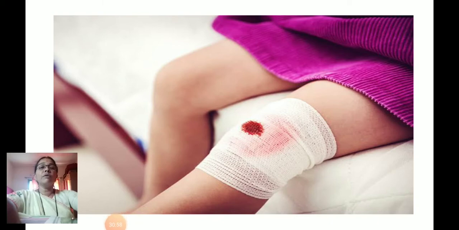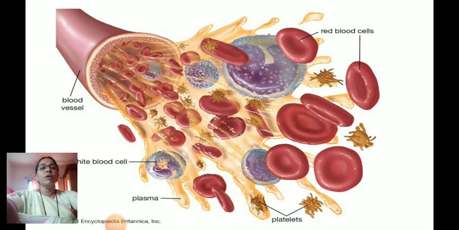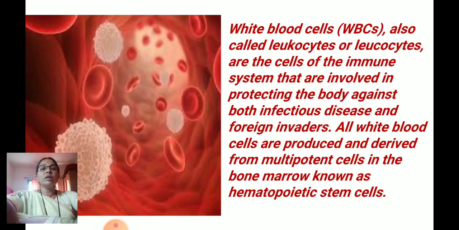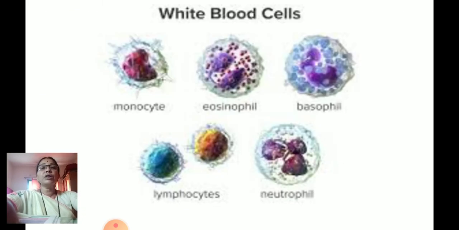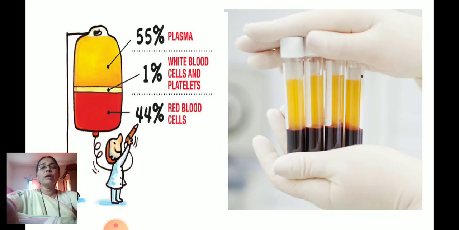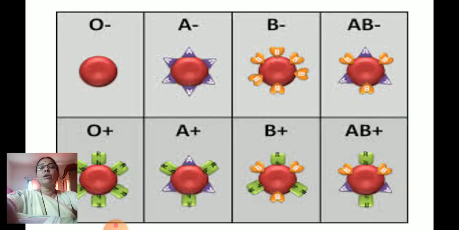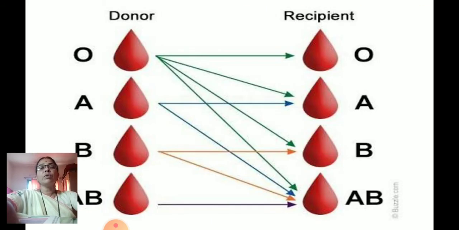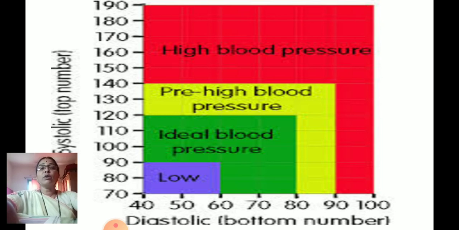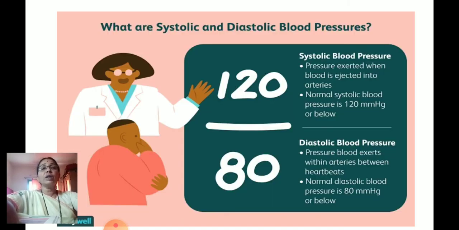So we have studied till now all the types of blood as well as the blood tissues. You can recall all these things. Read your lesson carefully. We have studied about blood donation also, donor and recipient, systolic and diastolic pressure, heart pressure, or your blood pressure. All those things.